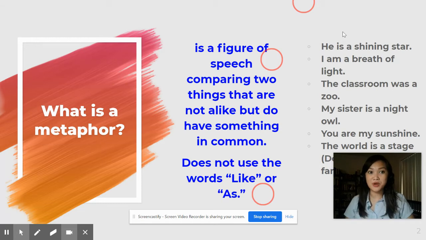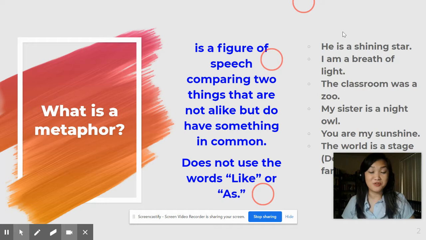But as I was reading aloud these metaphors, were you able to imagine what was being compared to what? For example, the classroom was a zoo. Classroom is being compared to a zoo. How would that type of classroom look like? Would it be disciplined or chaotic?